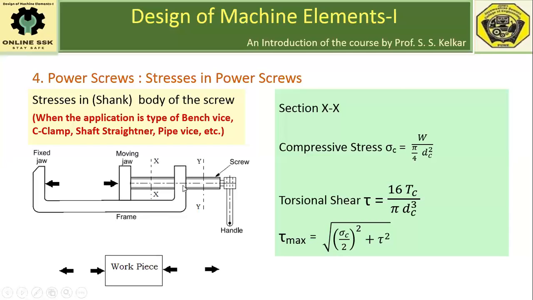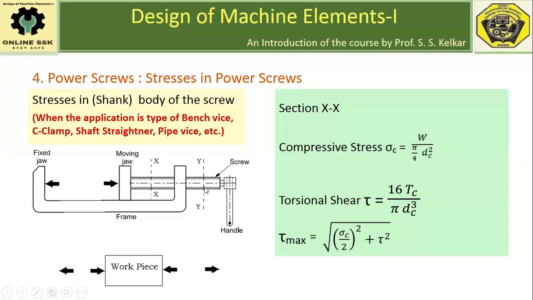So if we consider these two different portions of the screw separately, this right hand side portion of the screw, section YY, is subjected to total torque T. Out of total torque T, TT amount of torque will be utilized here inside the nut. So the remaining TC will be transferred further. This portion of the screw, section XX, is subjected to only torque TC, which will be utilized here to overcome the collar friction. So section XX is subjected to only TC, whereas section YY will be subjected to total torque T.